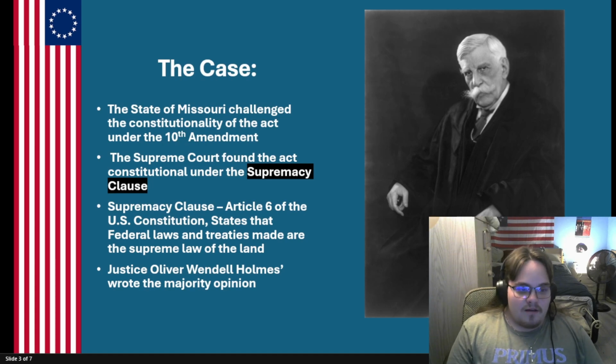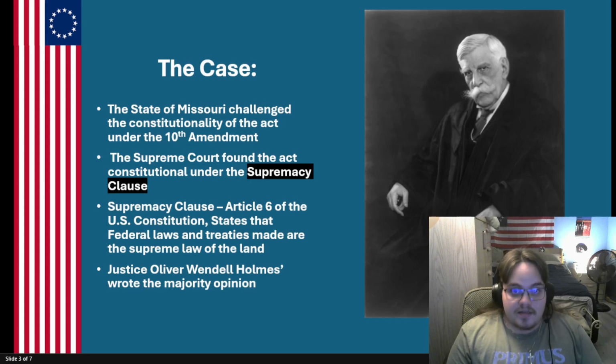Well, the supremacy clause, located in Article 6 of the U.S. Constitution, states that federal laws and treaties made by the federal government are the supreme law of the land. So federal law trumps state law. I mean, this is basically Civics 101. You probably understand this. But what a lot of people don't realize is that the supremacy clause includes treaties too. So treaties technically trump state law. And Justice Oliver Wendell Holmes actually wrote the majority opinion in this case.